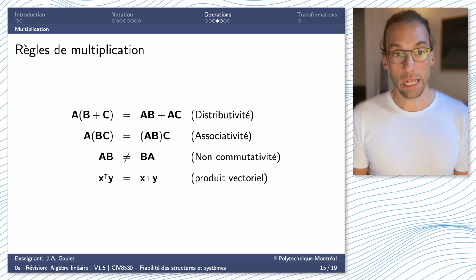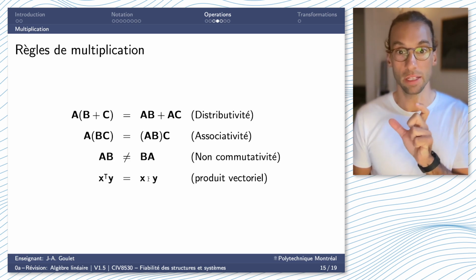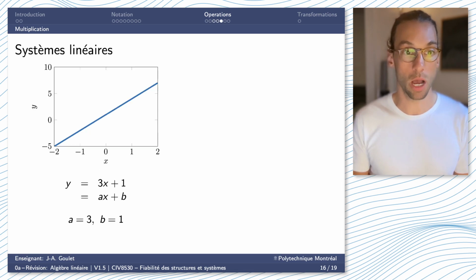I can have a vectorial product. Typically when you see that little dot, it means that you're going to do an element-wise product of the elements of your vectors, and then you're going to sum them over. This is equivalent to doing X transpose times Y. So this is for the properties.